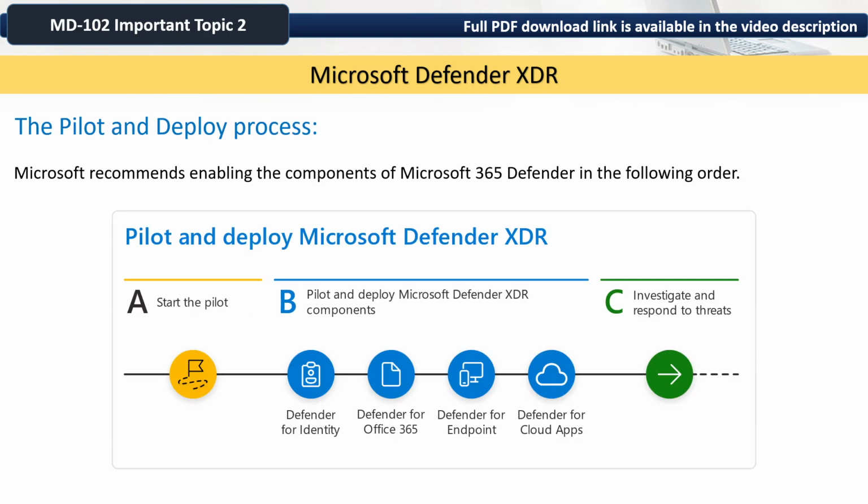The pilot and deploy process. Microsoft recommends enabling the components of Microsoft 365 Defender in the following order. First, we have to start the pilot. Then we have to pilot and deploy these components. First is Defender for Identity, then Defender for Office 365, then Defender for Endpoint, and then Defender for Cloud Apps, and then investigate and respond to threats.